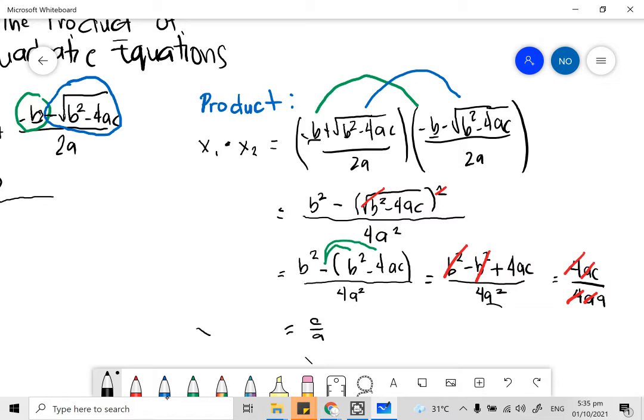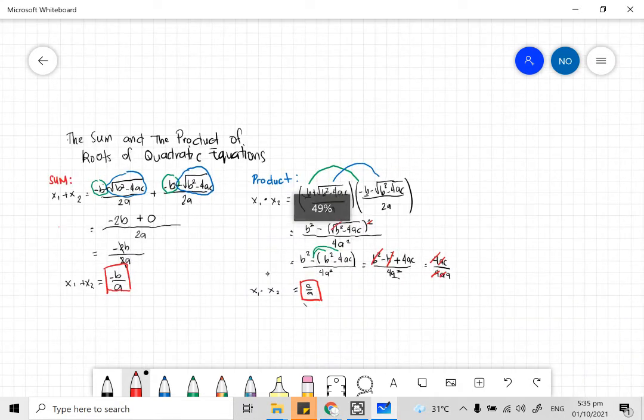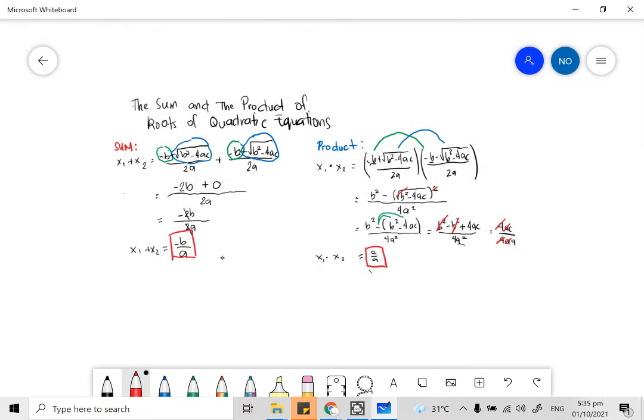So class, para mahanap yung product of the roots, ang kailangan yung formula ay C over A lang. Malinaw? Alright. X sub 1 times x sub 2 is equal to C over A. And this will be the formula to find the product of the roots. Okay po? So dalawa lang yan. Recall natin class yung formula. Ayan. To find the sum of the roots, kailangan nyo yung formula na negative b over a. At to find naman the product of the roots, kailangan natin yung c over a.